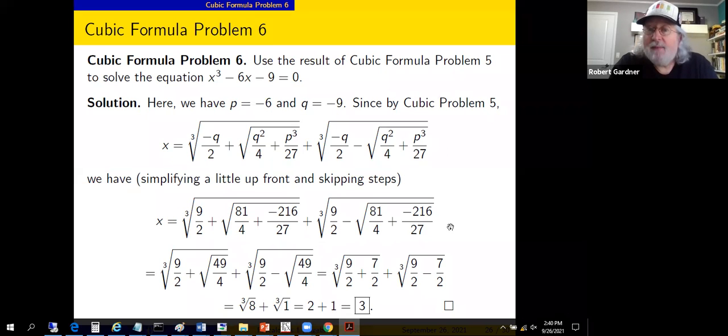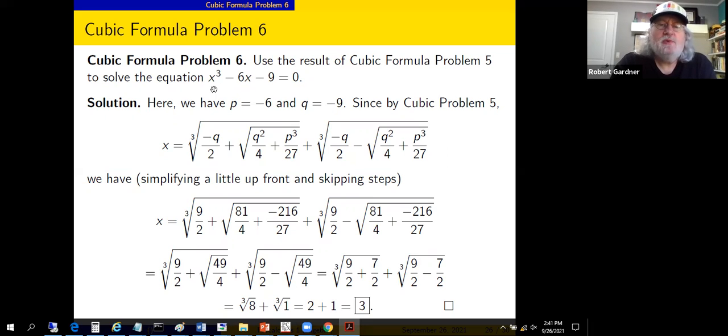If we simplify common denominators, trust me, this will simplify down to something of this form: 9/2 plus 7/2 cube root of, or 9/2 minus 7/2 cube root of. A bit of the detail is shown, but not all of it. 7/2 plus 9/2 is 16/2. That's 8. We get the cube root of 8. That's just 2. 9/2 minus 7/2 is 2/2. Cube root of 1. We get 2 plus 1 equals 3. So all of that to find that 3 is a root of this.